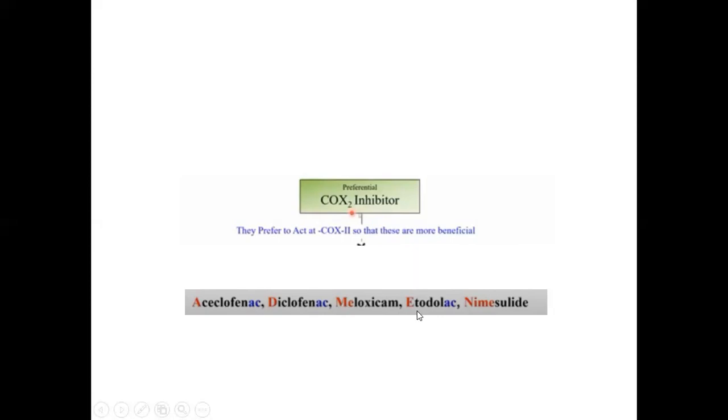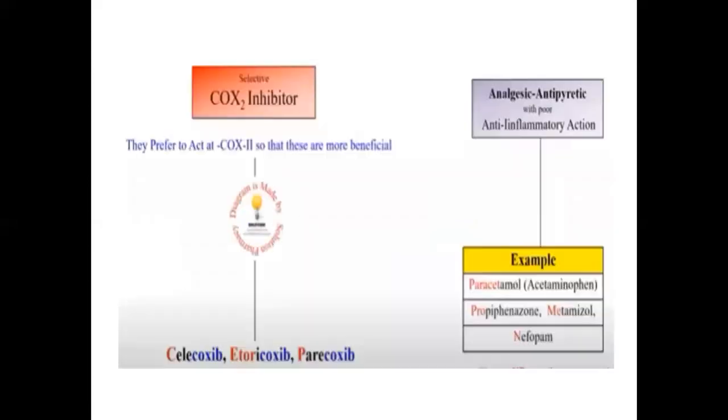You can memorize them with such keywords: add me, nimi. Add me, mee, me, and nimi. So this is not a hard and fast rule that you have to memorize these keywords. You can make your own keywords as well.